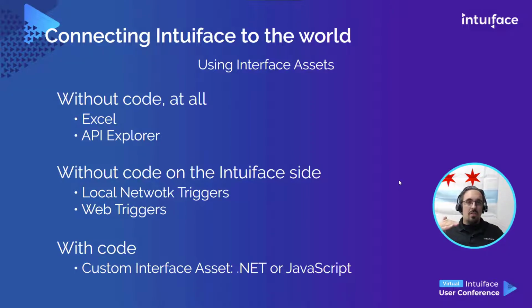Second level, we will see how to use the local network triggers or the web triggers, meaning still using off-the-shelf interface assets. You don't have to create anything, just regular triggers to retrieve data from external applications, third-party apps, or web content. And last, we will finish with how to write some code. I hope today we have designers, integrators, and developers attending this session, so I hope all of you will find what you're looking for.